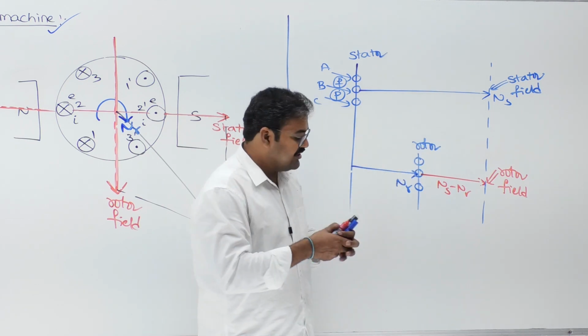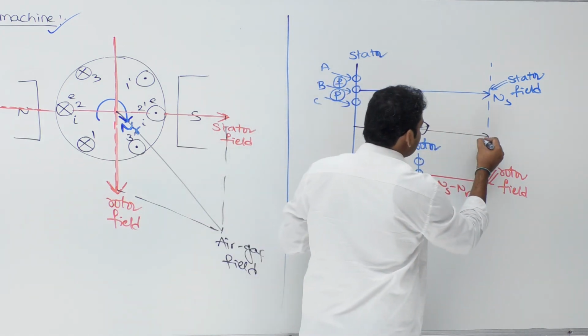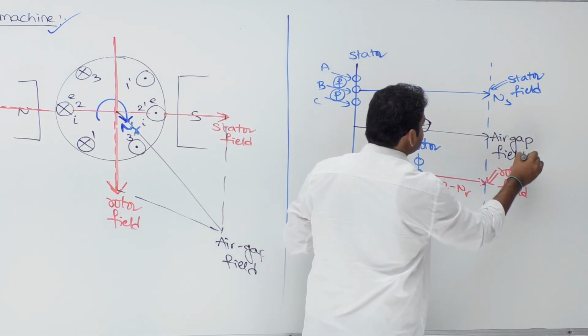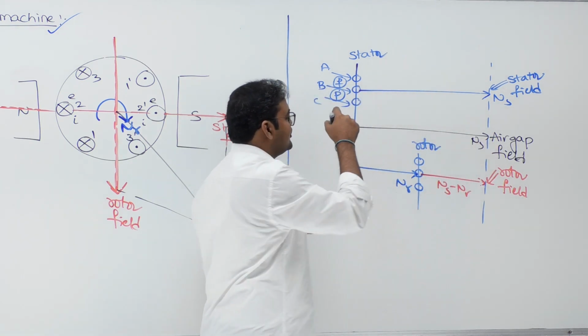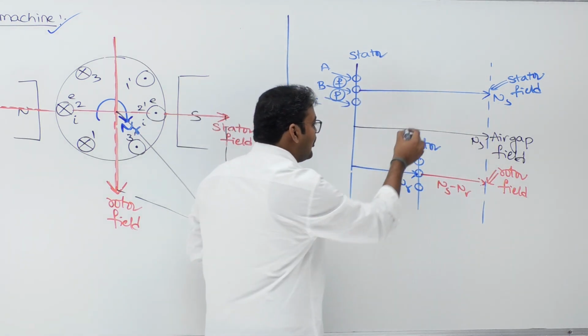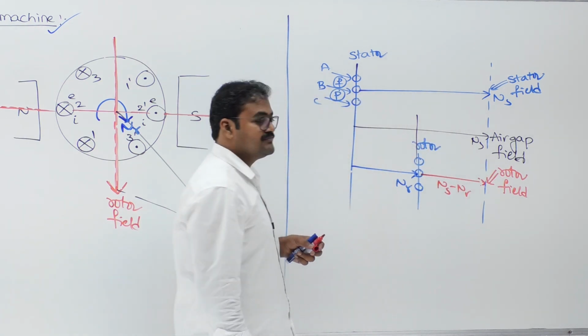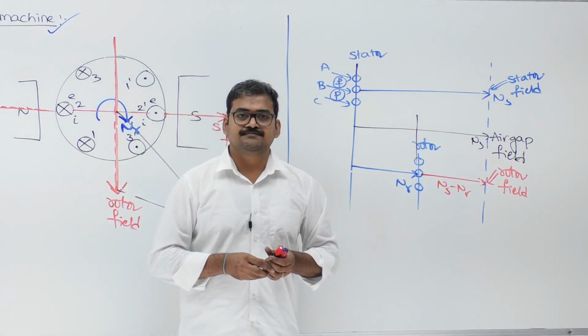What about the air gap field? If you add both of them, the air gap field will also rotate at the same speed. This is the air gap field. Okay, it will also rotate at how much speed? Synchronous speed with respect to stator. And how much with respect to rotor? Ns minus nr with respect to rotor. So, let me create a question here.